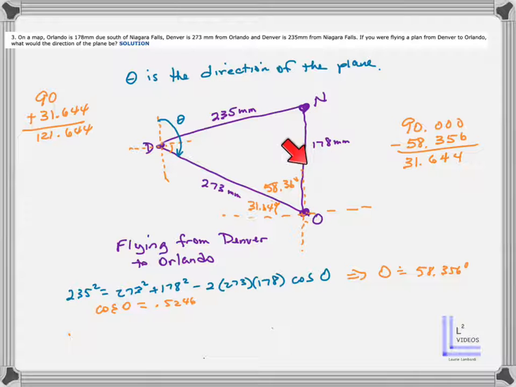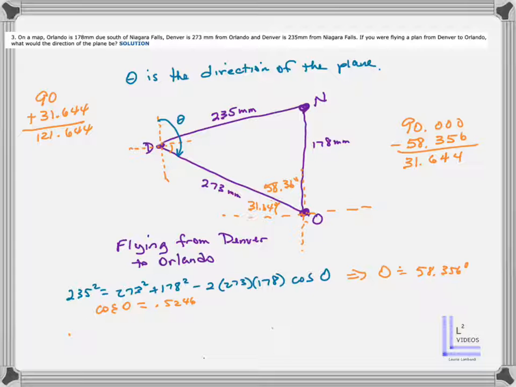Now, what you need to do is realize if you're working with problems of navigation, you find the direction from due north, which is called a bearing. That's why I drew this right here. This theta is marking the direction of the plane from Denver to Orlando. So you just draw a little coordinate axis right at Denver and then measure from the north all the way through to the line that takes you to Orlando, along this line right here.